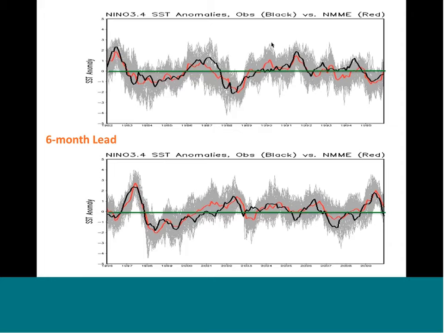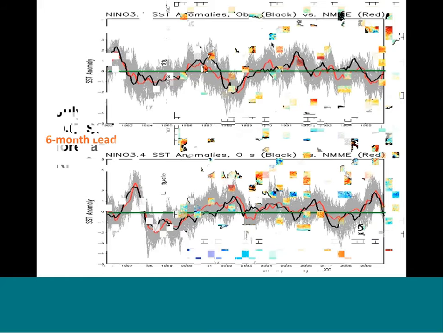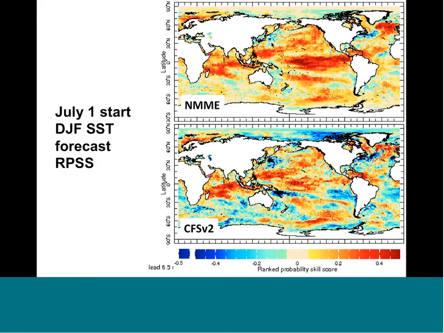The next slide, I'm hoping the internet is keeping up with me, shows the ranked probability skill score for the NMME system in comparison to CFS v2. These are the July 1 starts, and this is DJF SST verification.